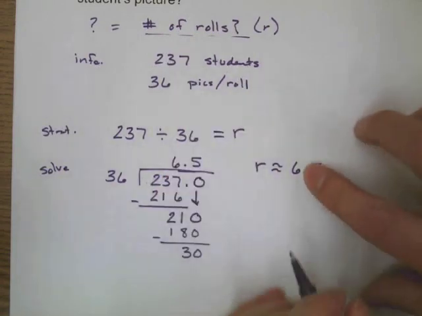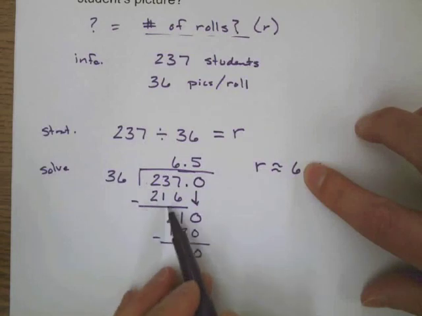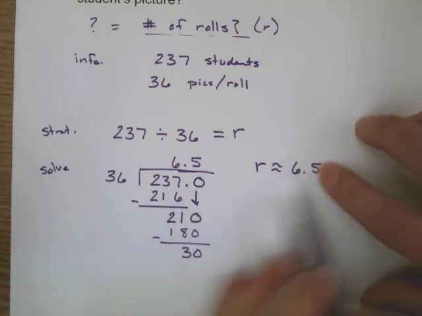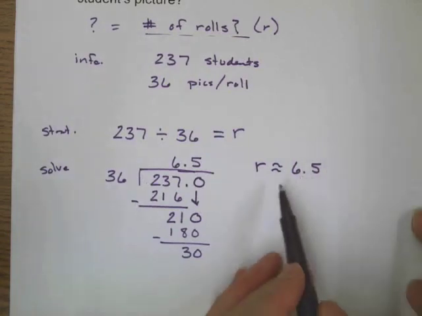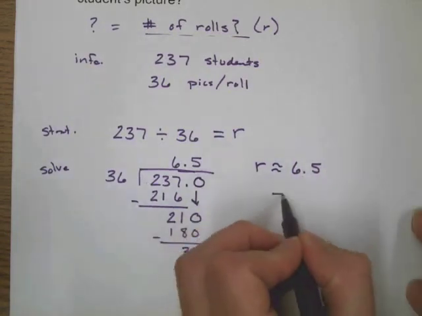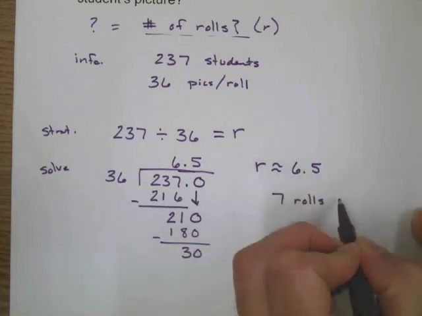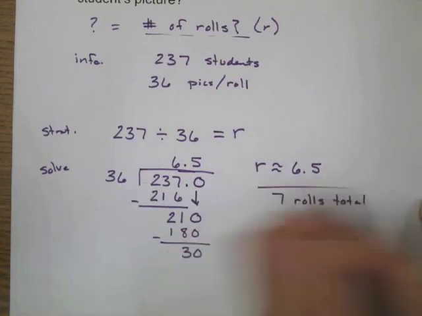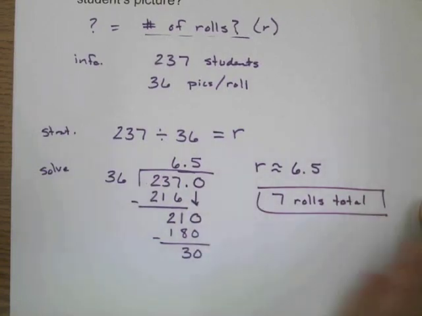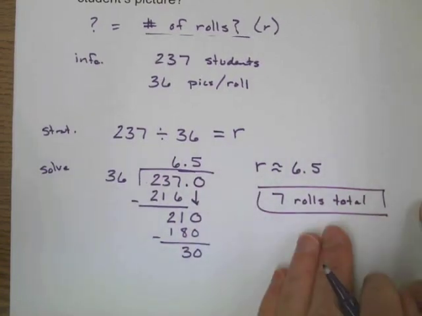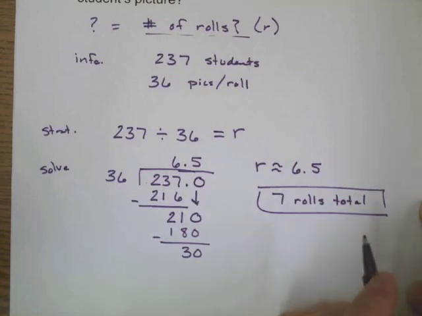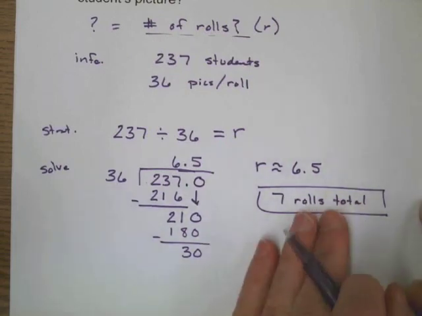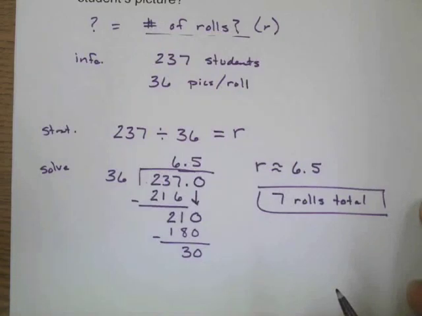Well, if I buy 6 rolls of film, it's only 216 students. I can't buy a half a roll of film. I have to buy a whole roll. So I know that I'm going to need at least 7 rolls total. Even though I won't use all of the pictures on that last roll, I still need at least 7 to make sure that I get every student. Maybe I'll take some pictures of some of the staff with my extra leftover pictures, but I need at least 7 rolls to get all 237 students.